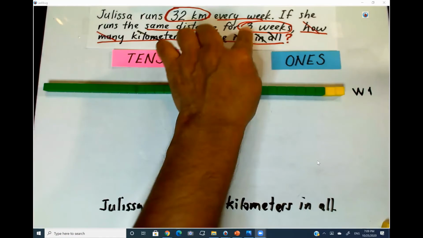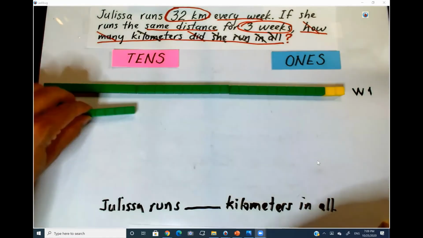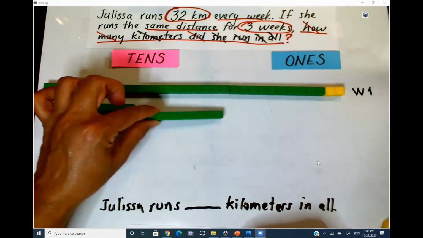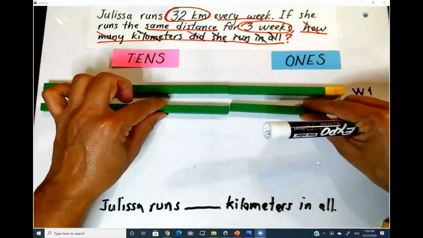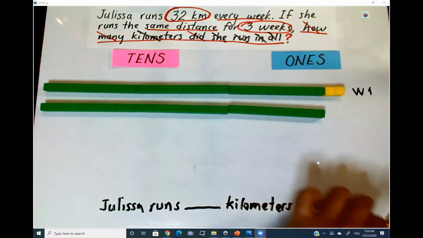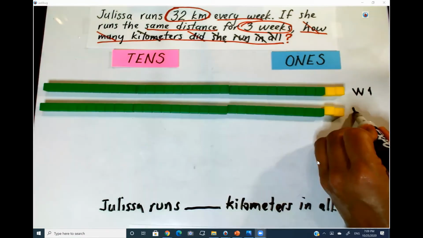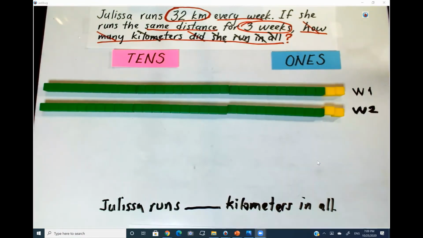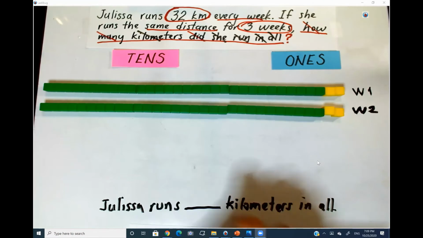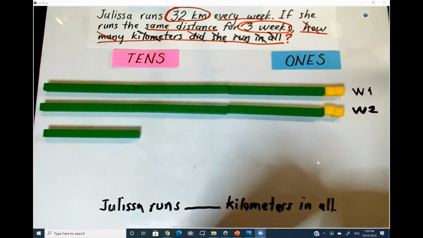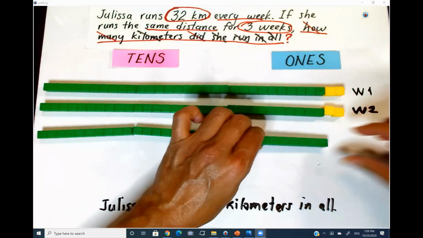Then we have 3 weeks. So let's do week number 2. 10, 20, and 30 for week number 2, and 2 more. So in week 2, she runs 32 kilometers. And now let's represent week number 3. 10, 20, 32.